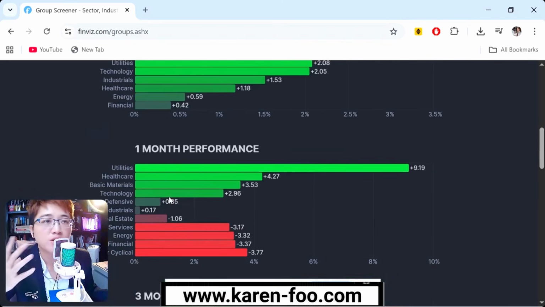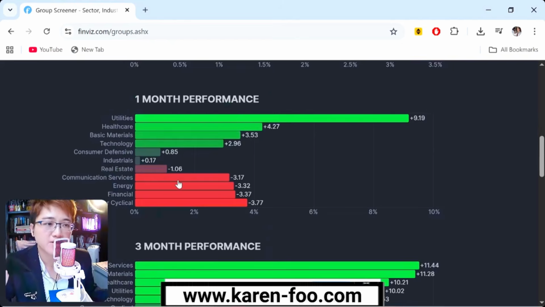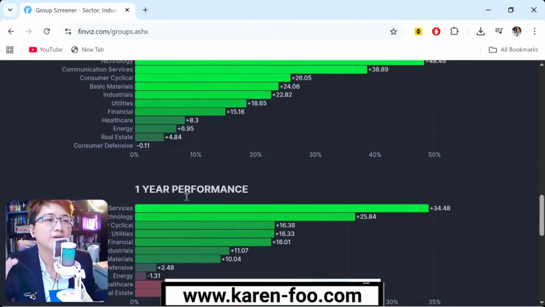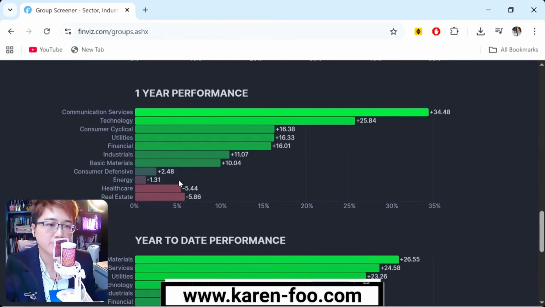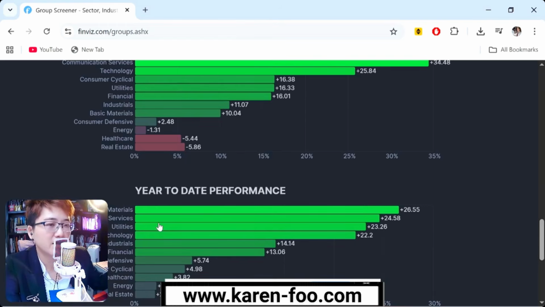Let's say if you're a swing trader, okay, you would want to look at 1 week and 1 month performance. If you're an investor that invests in the long term, then you would want to look at the higher time frames. So those at the bottom, 1 year performance, okay, and it seems like most of the sectors right now, they are doing pretty well. A rising tide would lift up all the boats.